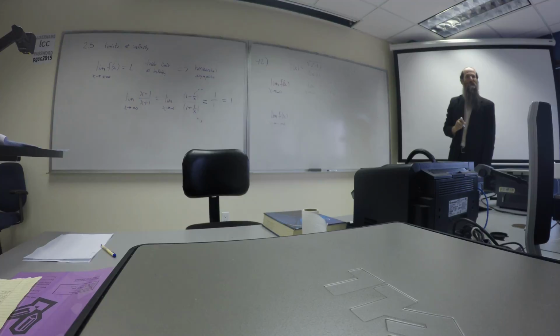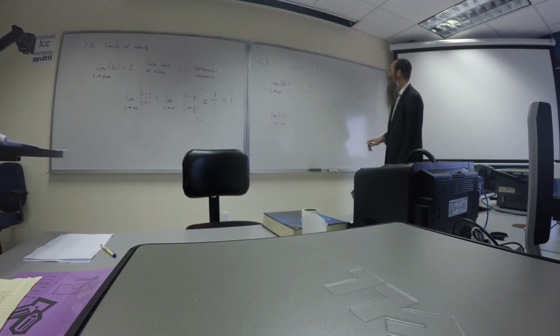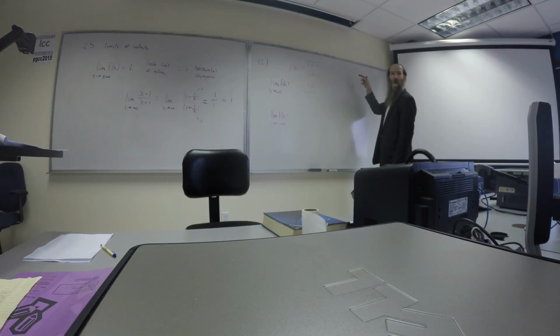Wait, so you pulled out the x squared and then you're still left with 1 over x squared? Yeah. Does this not make it clear? Okay. She explained it. Yeah, fine.